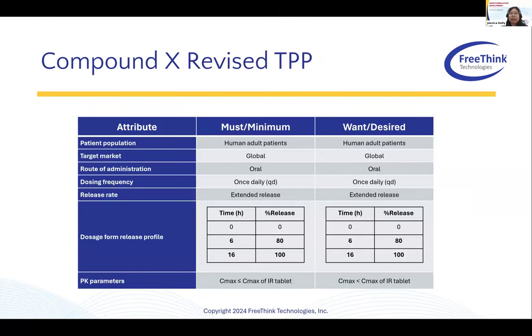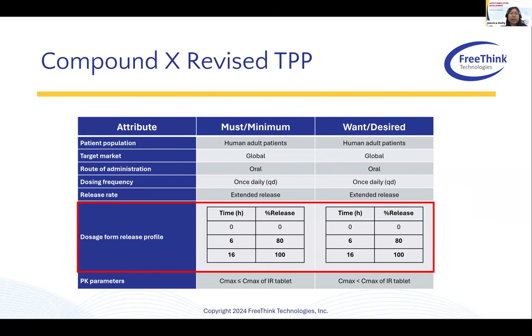So how does this experimental data affect the target product profile? Well, the results from the dog study prove that an extended release was feasible. So we can use the data generated from that study to specifically fill in the release rate targets in the dosage form release profile attribute. So as a result of this, a once daily extended release dosage form can be developed for advancement into clinical trials.